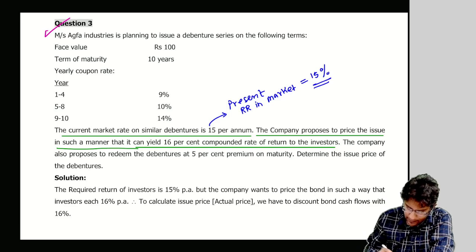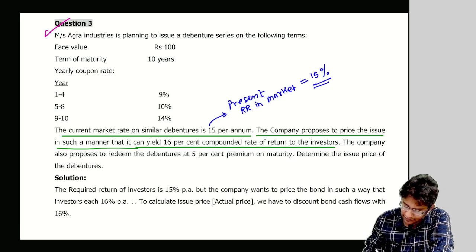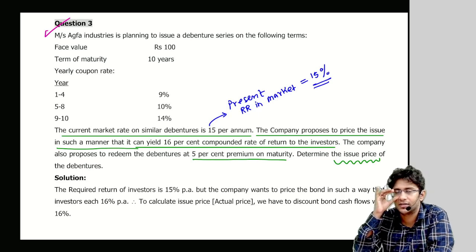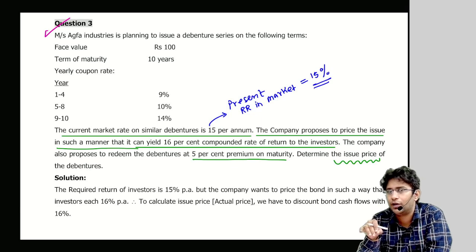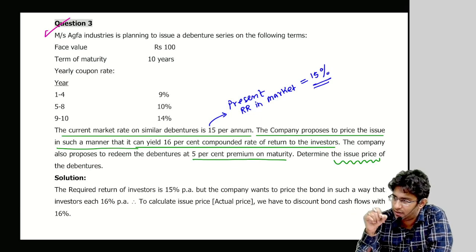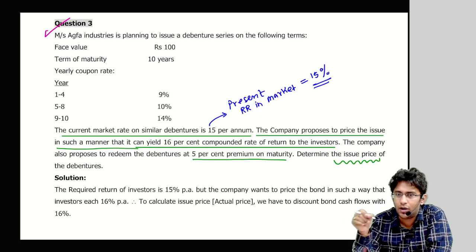Okay, fine. The company also proposes to redeem the debentures at a 5% premium on maturity. Question is this: determine the issue price. You tell me, sir, is the issue price the theoretical fair value, or the real price? Is the issue price the market price or a theoretical number?